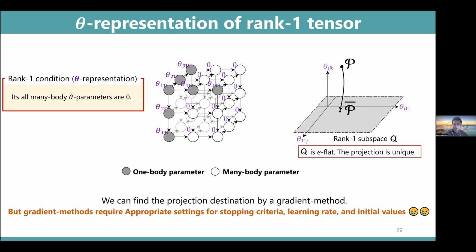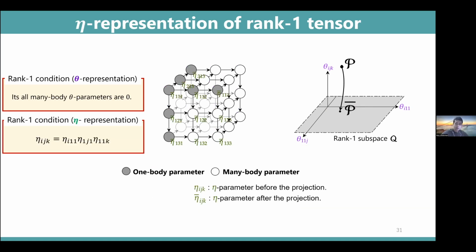Then we can perform this convex optimization using the natural gradient method. However, the gradient method needs stopping criteria, running rate, and initial values. To avoid these tunings, let's describe the rank 1 condition with eta. We can show that if the rank of the tensor is 1, then the many-body eta can be factorized in this way. This is an eta representation of the rank 1 condition. Using these two representations, we derive a solution formula of the best rank 1 approximation.